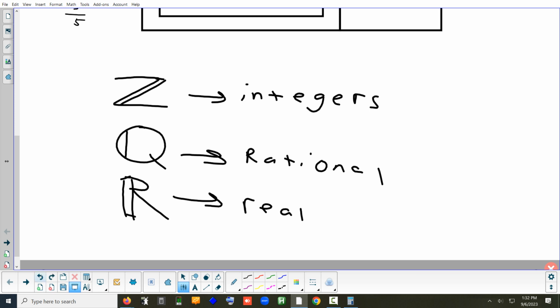Any question on those symbols? So can they all have that symbol, or is it just integers? They all could. So like if you did this, now you're talking about positive real numbers versus all real numbers.